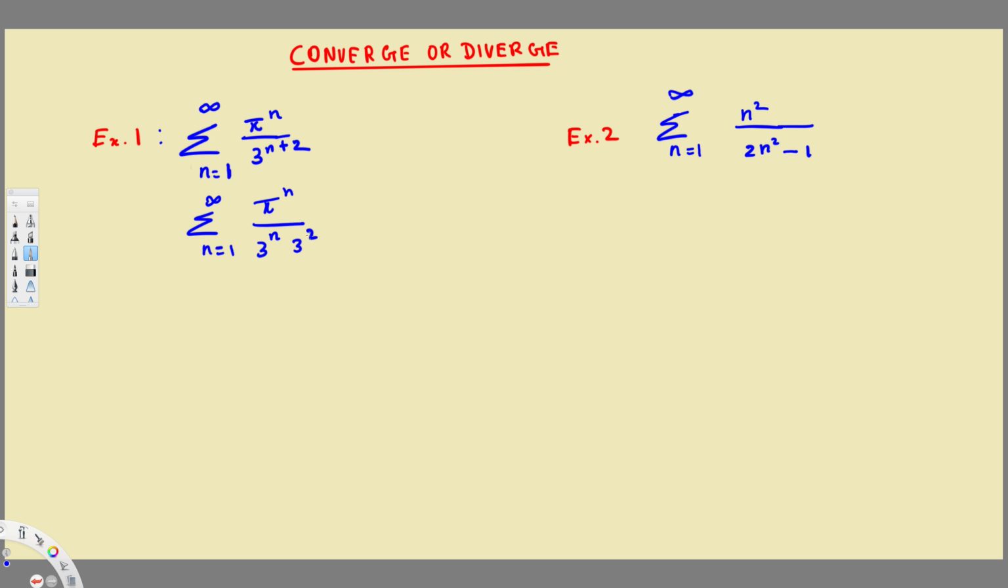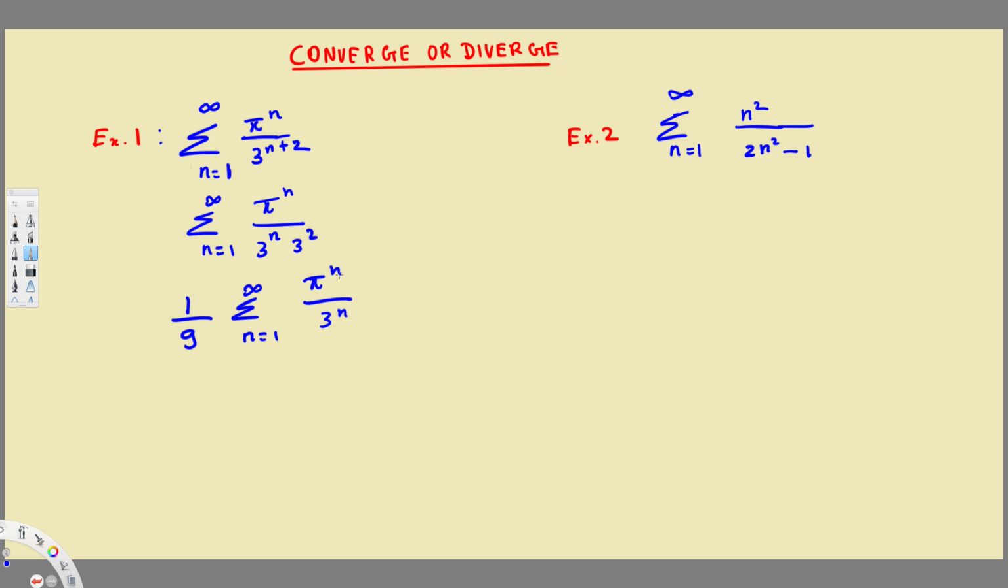Since 1 over 9 is a constant, I can move it to the front. So this is going to be 1 over 9. This 3 squared, I move it to the front. And we have sigma n equals 1 to infinity, n going from 1 to infinity. Then we have 5 power n over 3 power n.